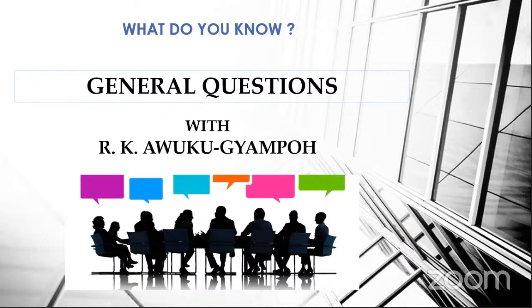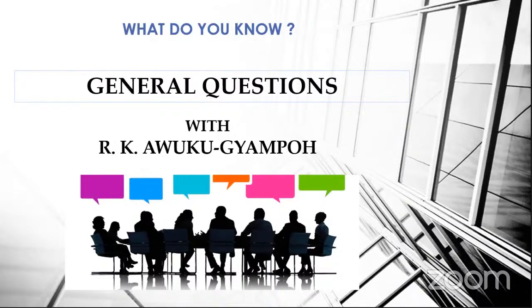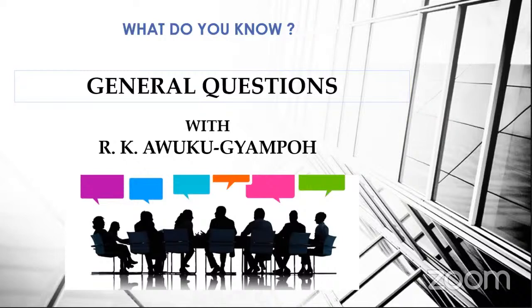How many new regions were created in Ghana under the NPP's government? Six. Can you name some of them? Six regions. We have Bono East, Oti region, Ahafo, Western North, and Savannah region.